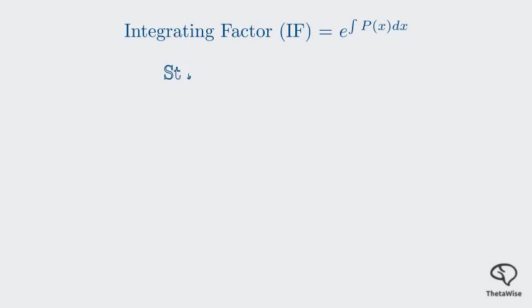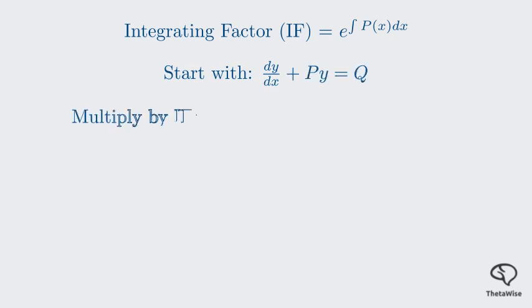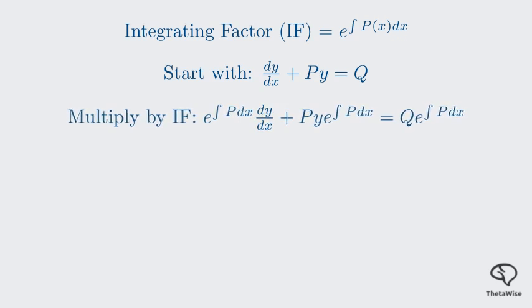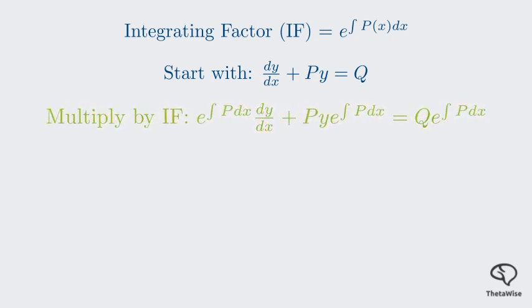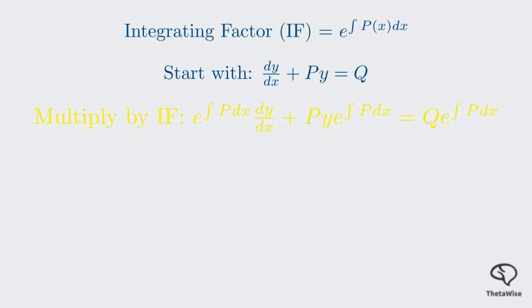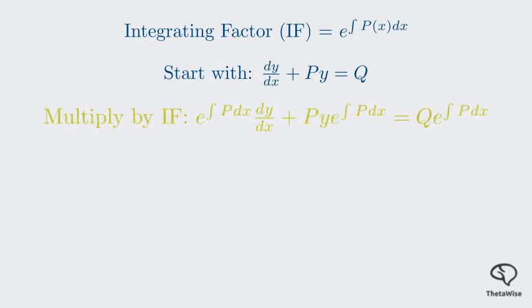We start with our standard form, dy/dx plus Py equals Q. Note that I'm using P and Q as shorthand for P(x) and Q(x). Now, let's multiply every single term in the equation by our integrating factor, e to the integral of P dx. This is the magical step. Let's focus on the left side. e to the integral of P dx times dy/dx plus P times y times e to the integral of P dx. This looks complicated, but it's not.